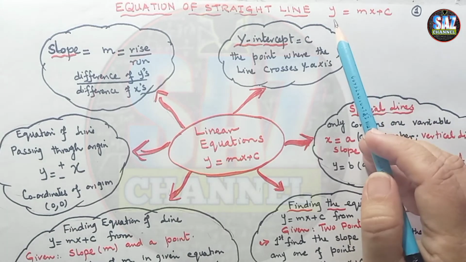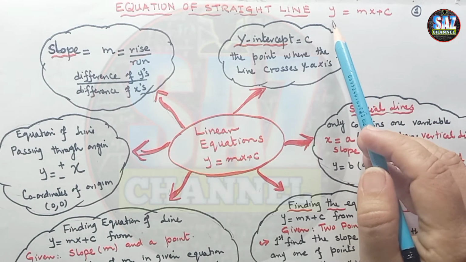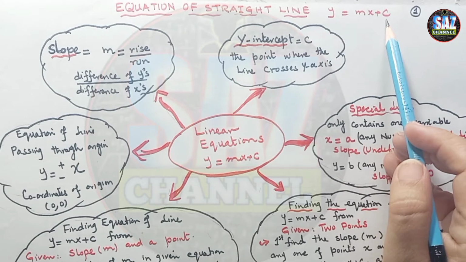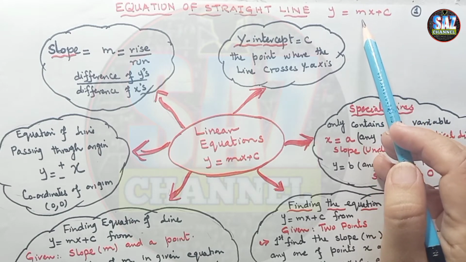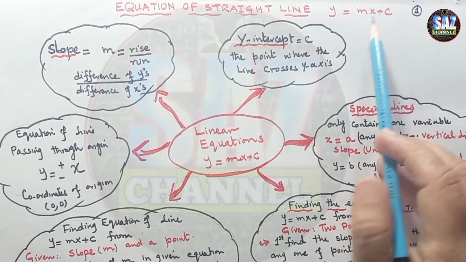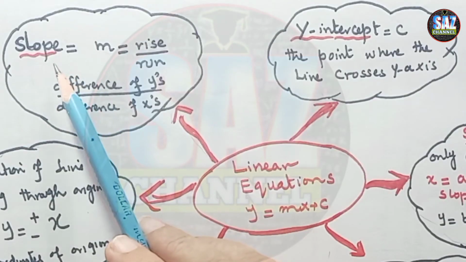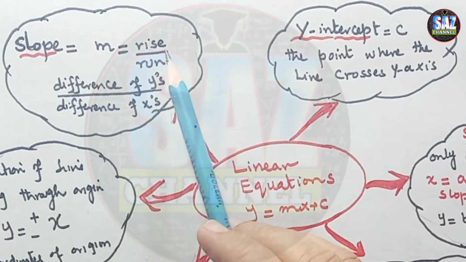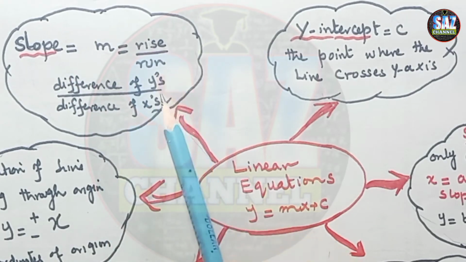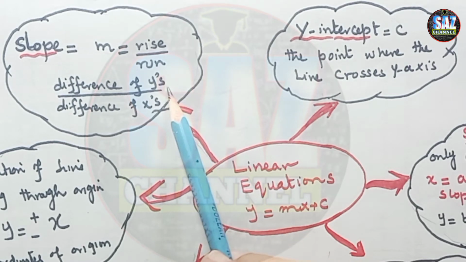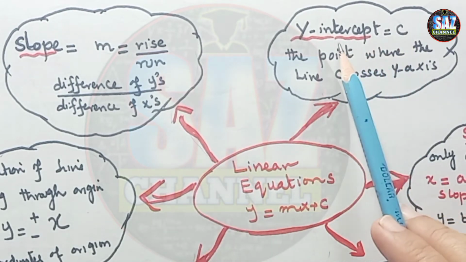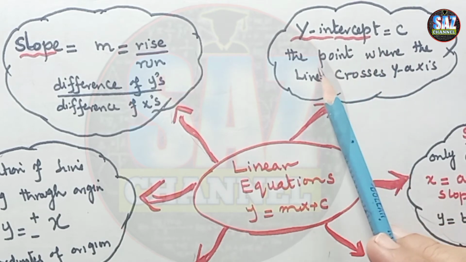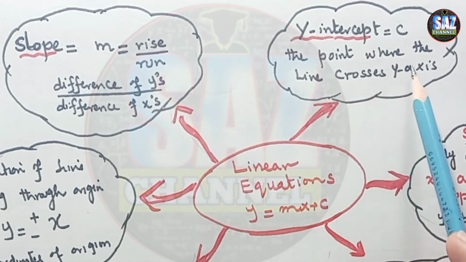First of all, if we look at the equation of a line, that is y equals mx plus c, it's important to understand what m is, how to calculate that m, and what c is. Okay, m is the slope of the line, and that is the ratio of rise over run, and we can calculate the gradient by taking the difference of y values upon the difference of x values. c is the y-intercept, the point where the line crosses the y-axis.